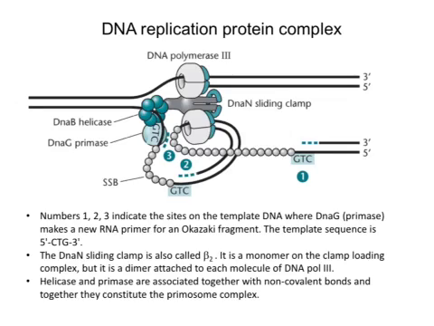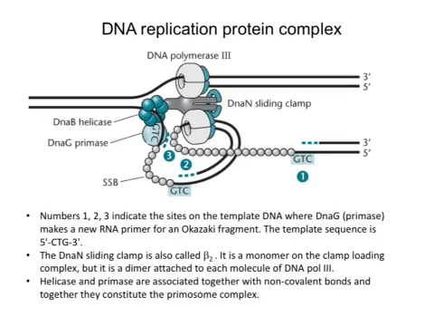This figure is from your textbook. It's very similar to the one I showed before in the previous slide, although not quite as pretty. It's got the same general structure, but has a few more features that I want to talk about. So the numbers here, number 1, number 2, and number 3, indicate the site on the template DNA where DnaG, primase, makes a new RNA primer for an Okazaki fragment.